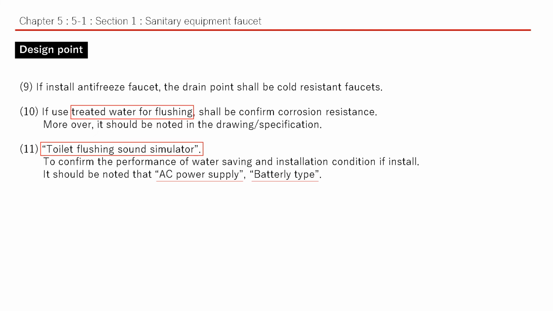Sometimes we use treated water for flushing. But you shall check the quality of the water. Otherwise, it will damage the fixtures.